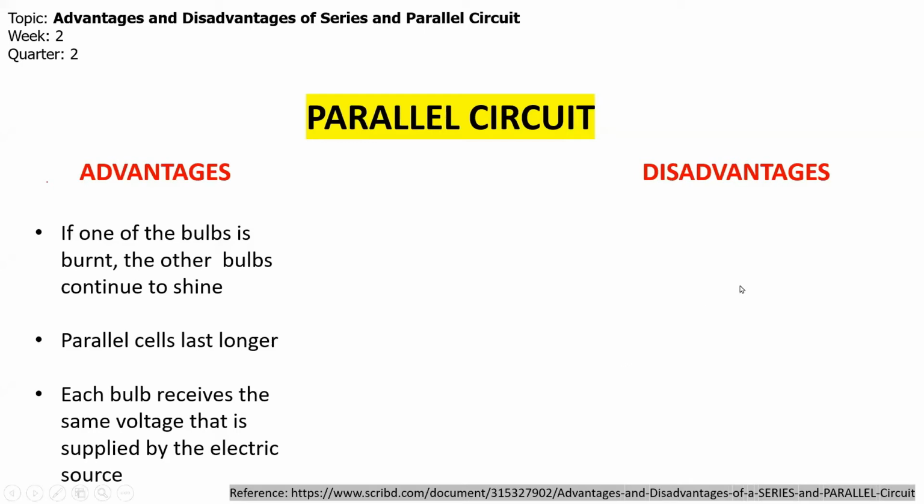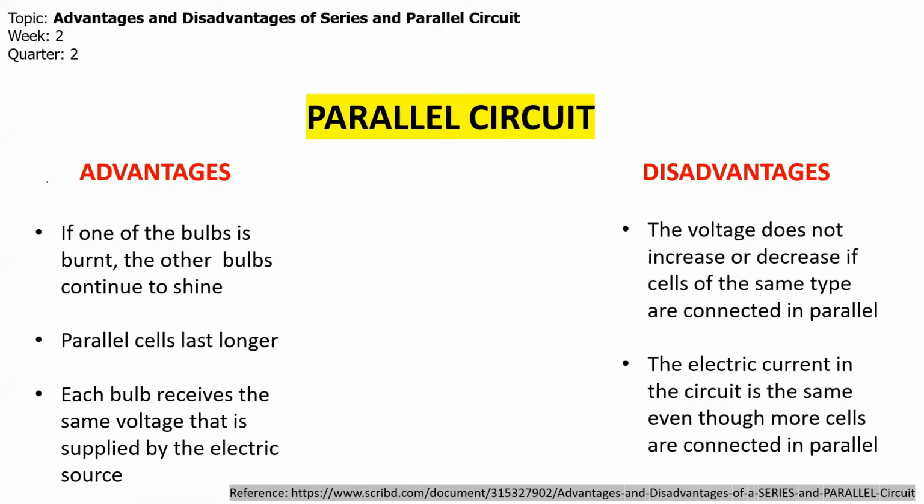For the disadvantages, the voltage does not increase or decrease if cells of the same type are connected in parallel. The electric current in the circuit is the same even though more cells are connected in parallel. Then, as I have read from your answers, most of you mentioned that a parallel circuit is difficult to create. Right?